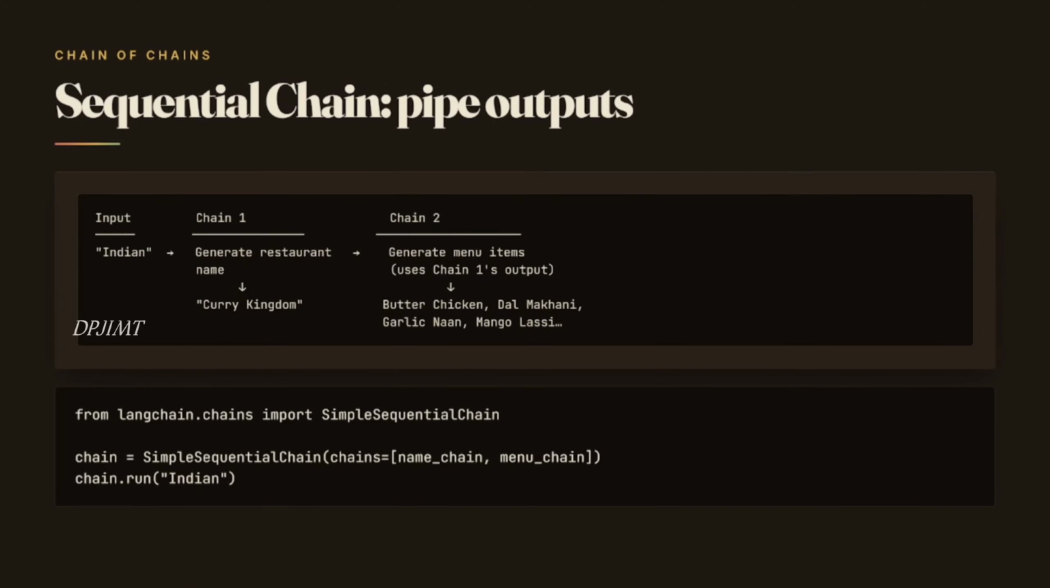And sequential chains let you pipe the output of one chain into the next. Like let's say generate a restaurant name, then use that name to generate a menu. The output of step 1 becomes the input of step 2. This is a sequential chain.